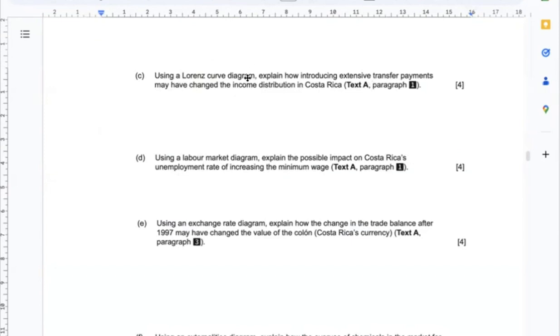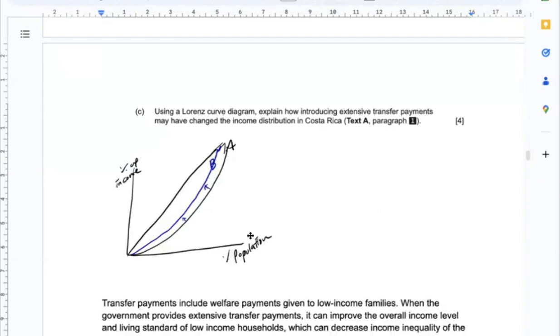Question C, using a Lorenz curve diagram, explain how extensive transfer payment may have changed the income distribution in Costa Rica. So when the government provides extensive transfer payments, it can improve the overall income level and living standard of low-income households. So it can decrease income inequality of the country, as you can see from the shrinking size of the Lorenz curve from A to B.